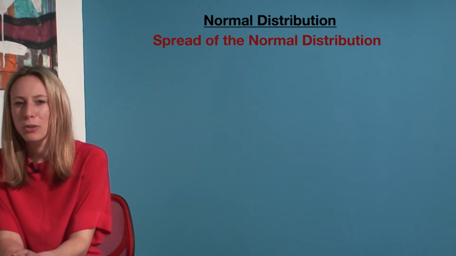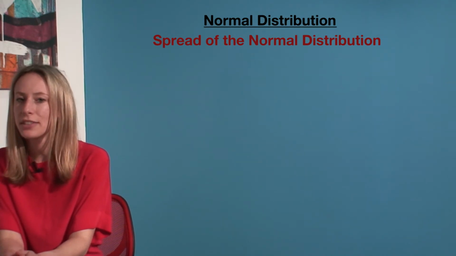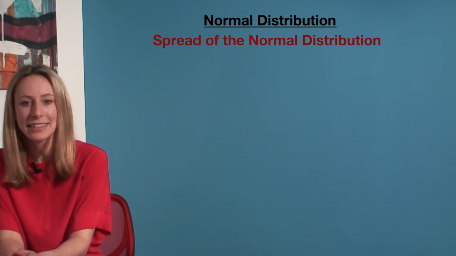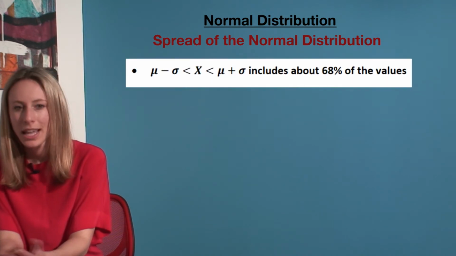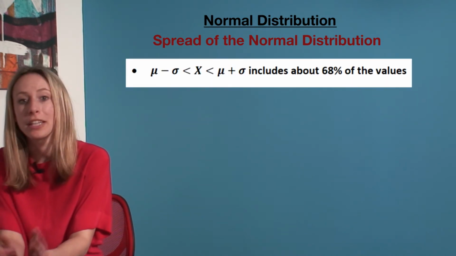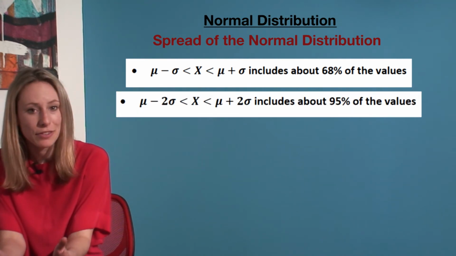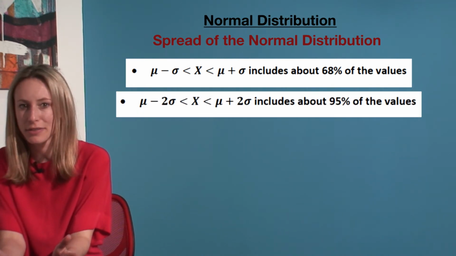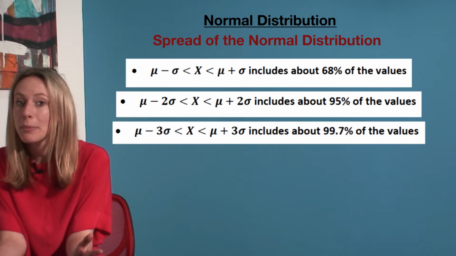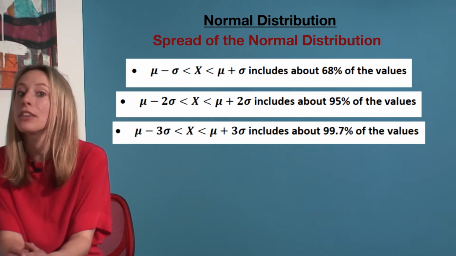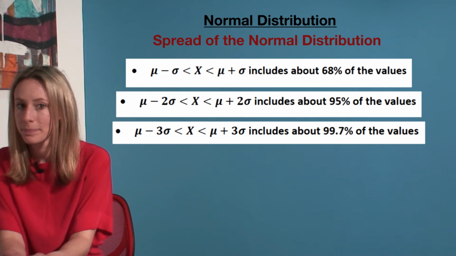The main strength of the normal distribution is that we know what percentage of the distribution lies within each standard deviation of the mean. About 68% of the values are within one standard deviation of the mean. About 95% of the values are within 2 standard deviations of the mean. And about 99.7% of the values are within 3 standard deviations of the mean.